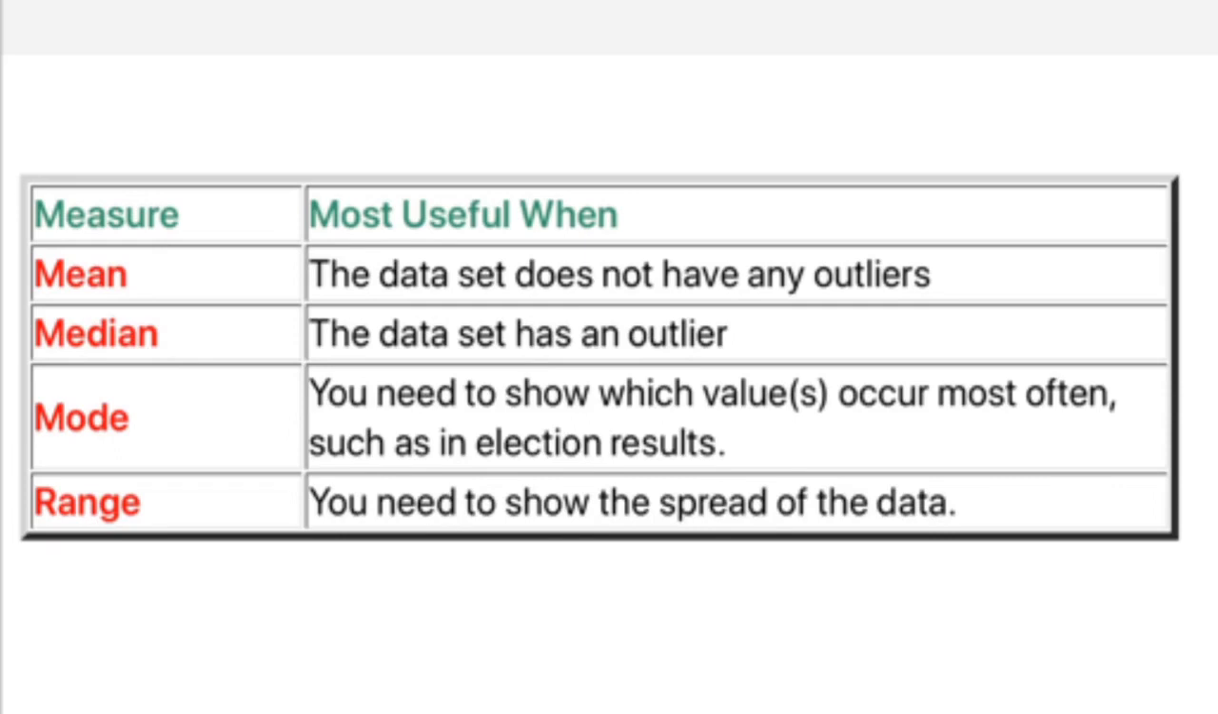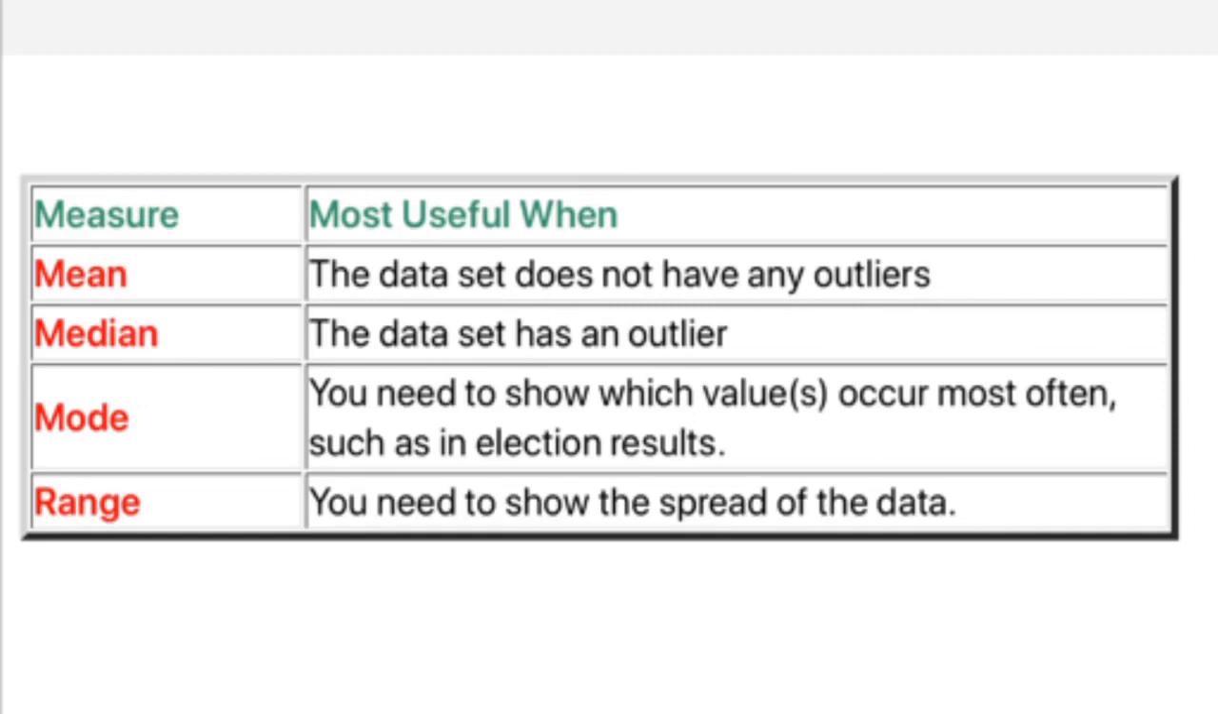So mode, it really doesn't matter with or without an outlier as much as it matters what the problem is asking you for. And then range is most useful even though it is affected greatly by the outlier. Again, it's most useful like mode depending on what the problem is asking you for. Range is not really considered a central tendency as much or as often as the other 3. So we only want to use range when it fits the situation of what they're asking us for, and if they're asking us to show how spread out that data is.